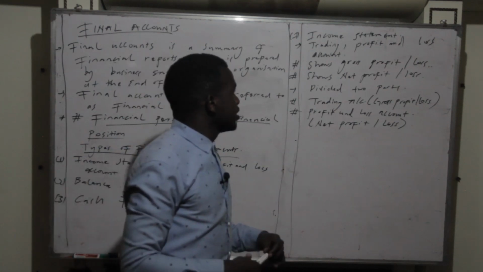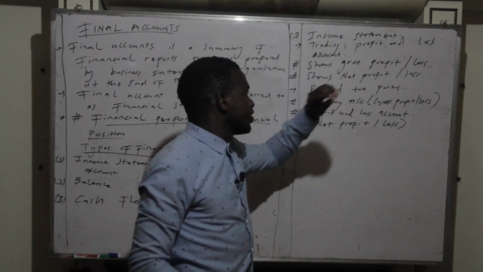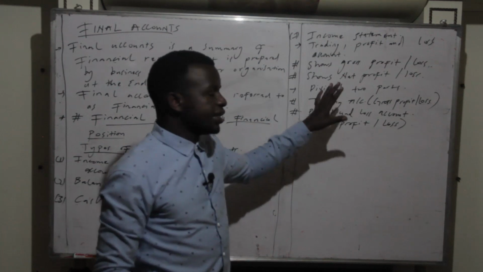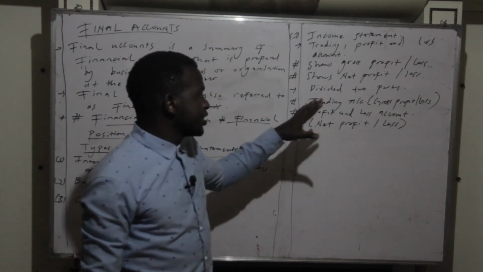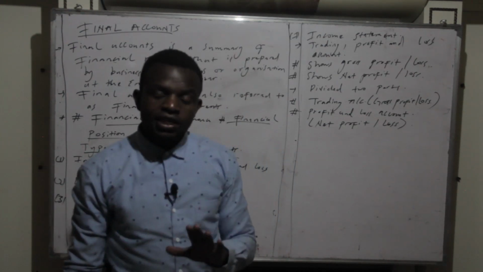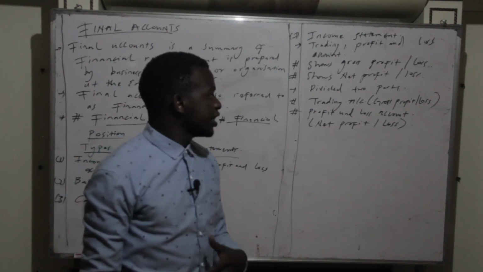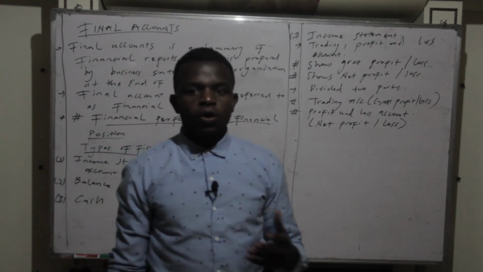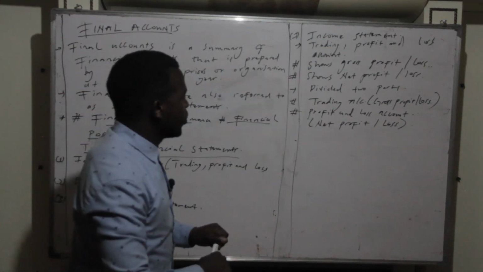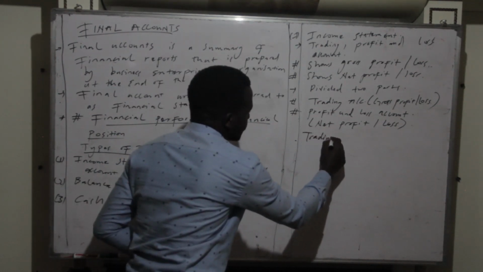Since we have mentioned that the income statement is also referred to as the trading profit and loss account, we have also said that this shows the gross profit or loss. It also shows the net profit or loss. And this income statement is divided into two parts. We have the trading account, which shows the gross profit or loss. We also have the profit and loss account, which shows the net profit or loss. And since we have talked about this, we are going to go further and talk about the trading account.